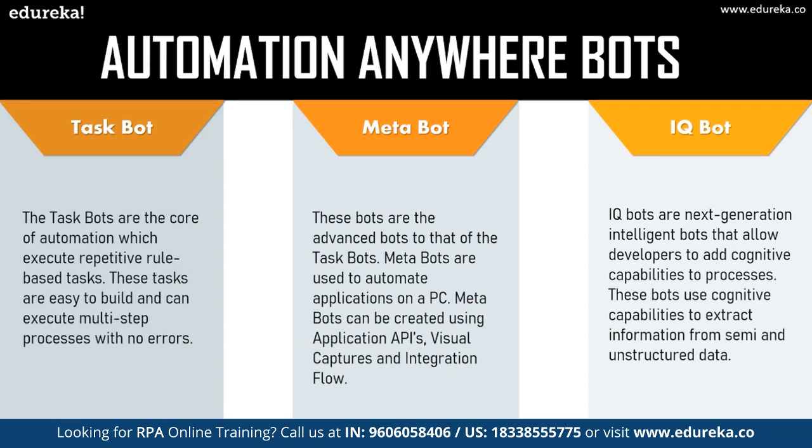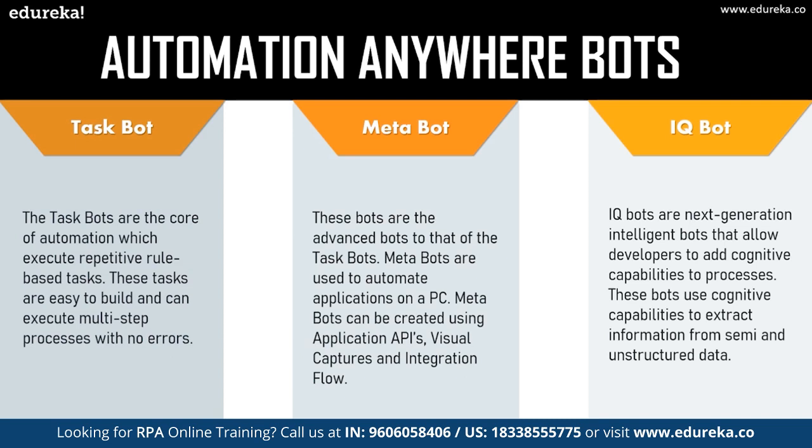And finally, coming to the IQ bot, the IQ bots are the next generation intelligent bots that allow the developers to add cognitive capabilities to the processes. These bots use cognitive capabilities to extract information from semi and unstructured data and can also learn to detect patterns so that the next time the pattern is encountered, the bots know exactly what has to be done when. So, with every human validation, it learns and grows smarter to execute the actions. So guys, I hope that you've understood the different types of bots provided by Automation Anywhere, that is the task bot, the metabot, and the IQ bots.